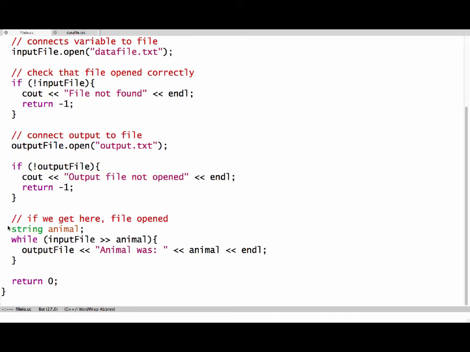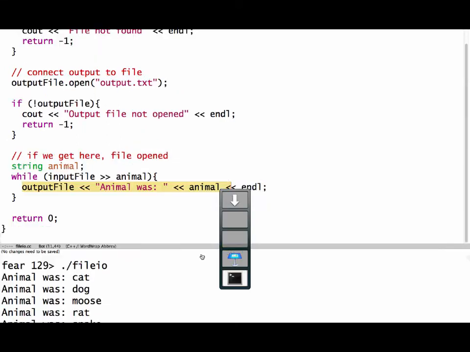Now if we get down here, the file opened, string animal, and we say input file into animal, output file animal was. And this should read things from the input file, put them in the animal variable, and then write them to the output file saying animal was and whatever we read. So hopefully that'll work. Let's just take a second and compile and see.